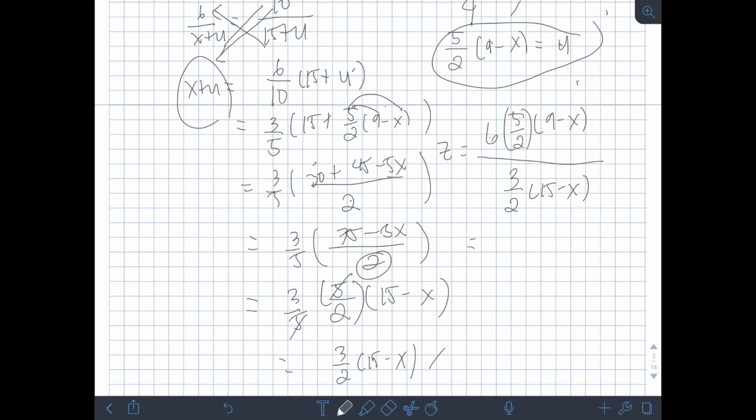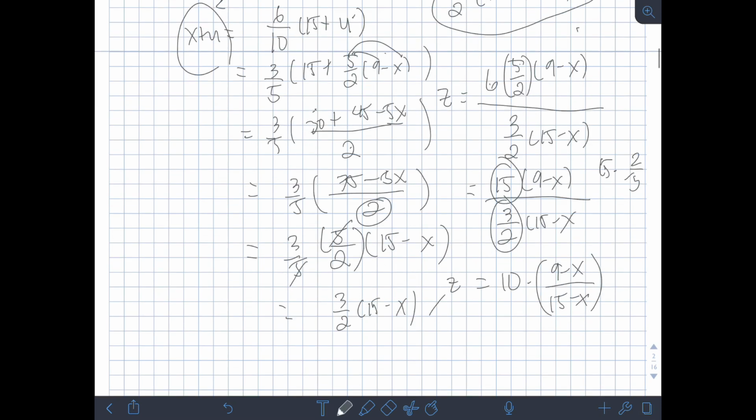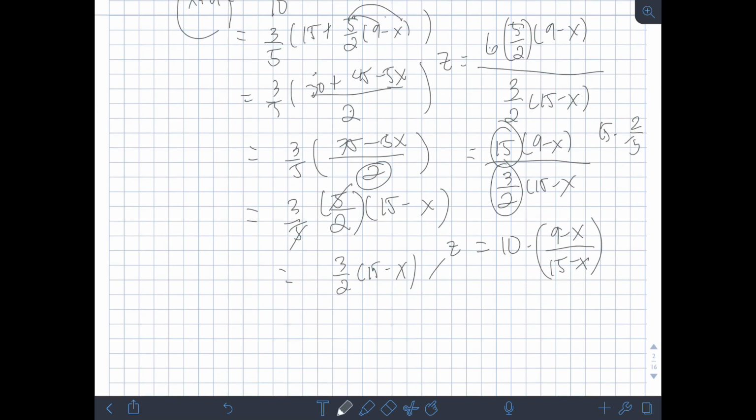6 times 5 is 30, divided by 2 is 15, times 9 minus x over 3 over 2, 15 minus x. So 15 divided by 3 halves, so parang 15 times reciprocal is 2/3. So we have 10, right? So parang 10 times 9 minus x over 15 minus x. So ito yung z. So hinahanap yung dz over dt, yung rate ng z.